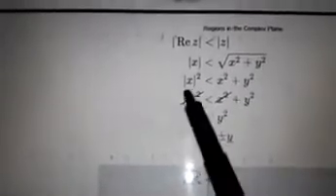Now, |Re z| is less than |z|, so |x| is less than the square root of x^2 + y^2. Squaring, x^2 is less than x^2 + y^2, so 0 is less than y^2, that is, y is not zero. That means the real axis is excluded and the rest of the plane remains. That is so simple.